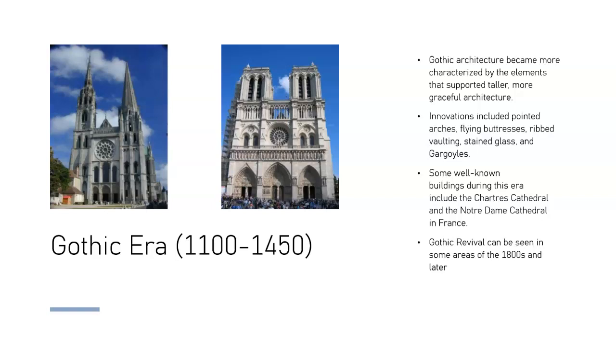You can see how the pointed arches and all the different textural designs started being integrated. And something we'll discuss a little bit later on is the Gothic Revival, which can be seen in some areas of architecture in the 1800s and later.